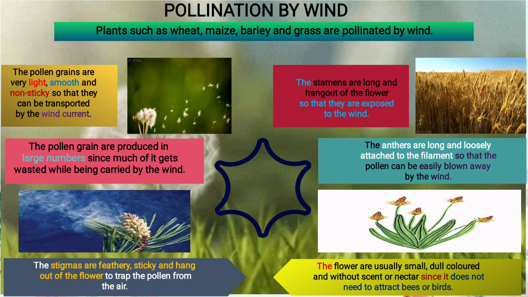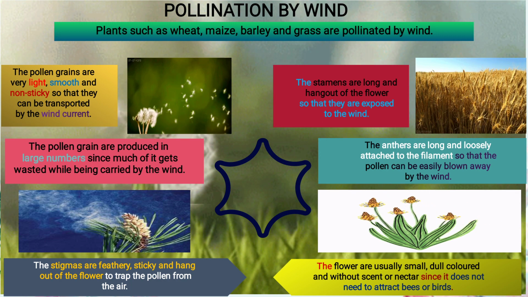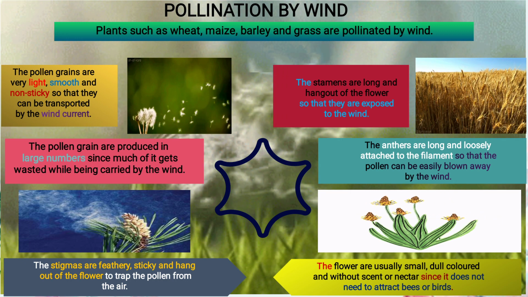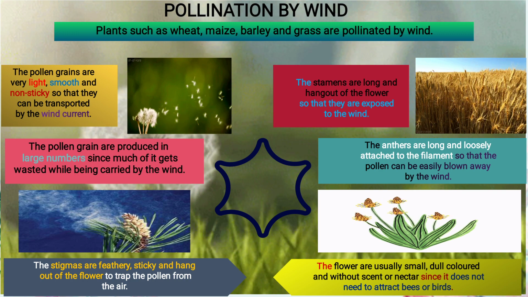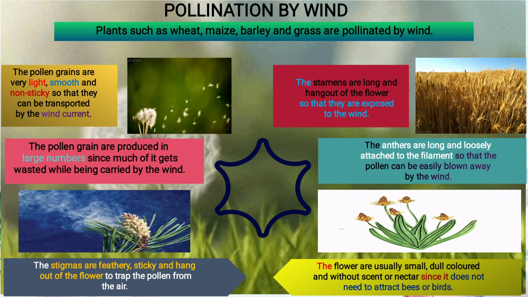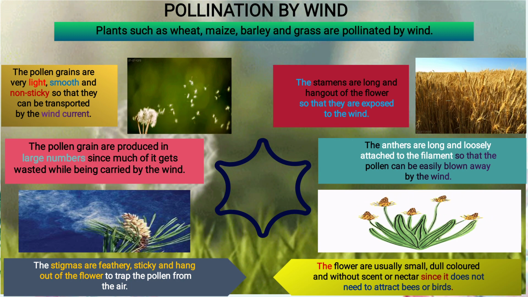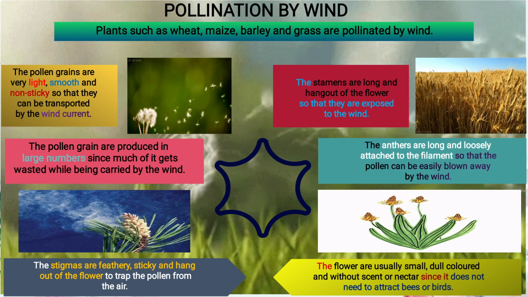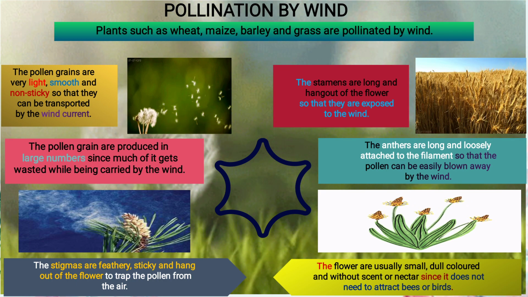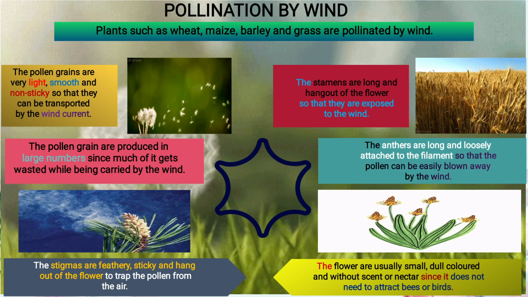The flowers are usually small. So the wheat, maize, barley flowers are usually small, dull color. They are not bright color, and without scent or nectar. Nectar is the juicy part which is present in flowers that the insects come and take. Why do they not contain scent or nectar? Because they are pollinated by wind. They do not need insects or birds to attract for pollination.